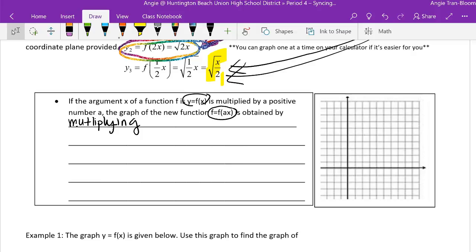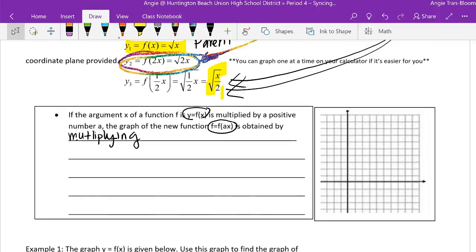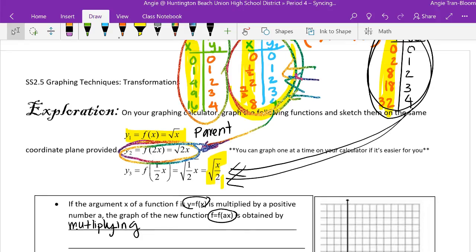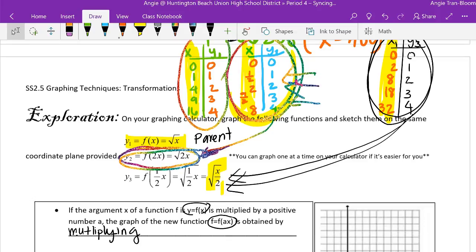Now I'm really going to ask you with this. Look at y1 and y2, okay? y1 is the parent. What is the a value in y2? 2, great. But when we went to the table, did we multiply by 2? No, what did we do? We multiply by its reciprocal. Right, that is correct. That's what I'm really trying to get at, okay?